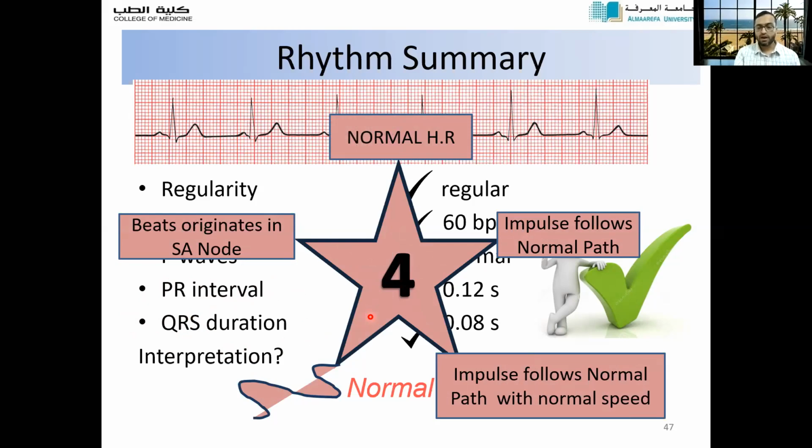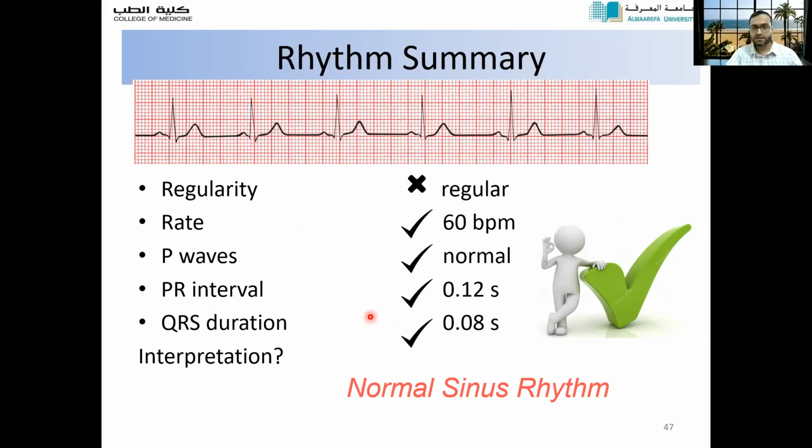normal sinus rhythm. But what if some of the things are missing? Like say it's not regular, but all other things are normal. Or you can say everything is normal, but the rate is not in the range of 60 to 100. Either it's less than 60 or more than 100. Or the P waves are not present, or there is an abnormal shape of P wave, or PR interval is prolonged, or QRS duration is prolonged. QRS complex is abnormal shape. What then? Is it a normal sinus rhythm? What do you label it as?